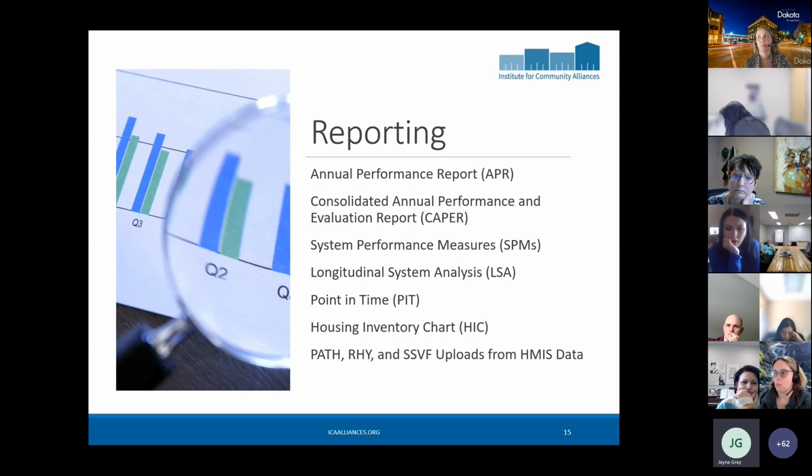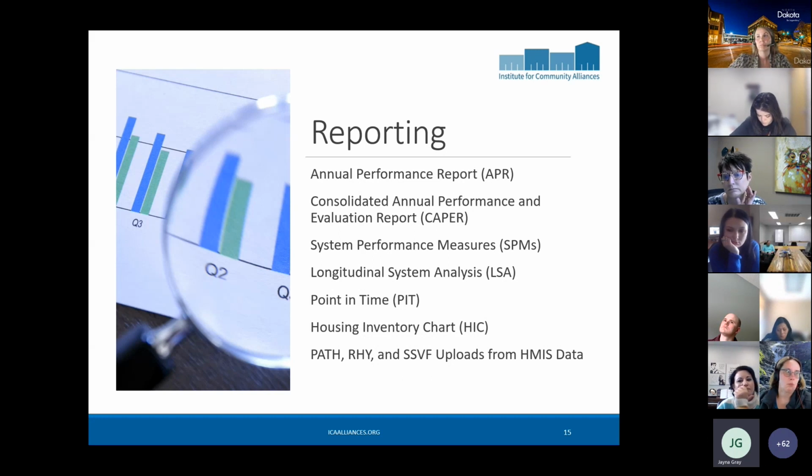And then we coordinate with the COC and help some with the unsheltered by providing a tool so we can get that and then enter that information into the HUD database, along with the housing inventory chart, which just shows the number of beds and types of beds that are available on that night. So how many rapid rehousing beds, how many permanent supportive housing beds and such that you would have in your COC. And then we do program uploads that we use for HMIS.